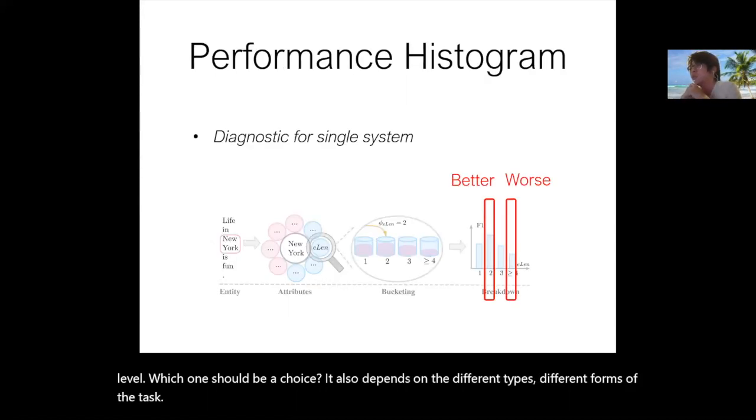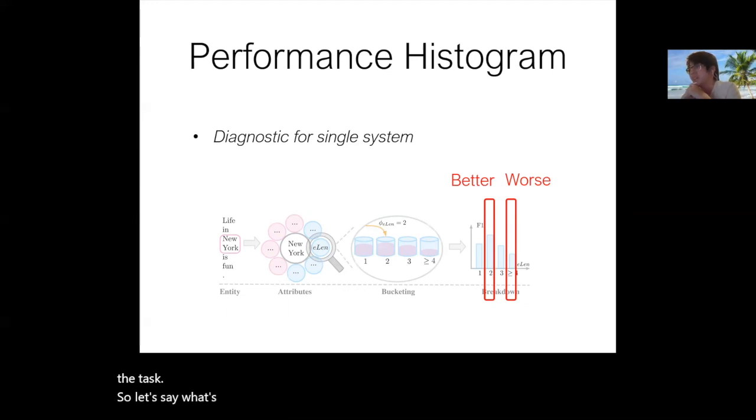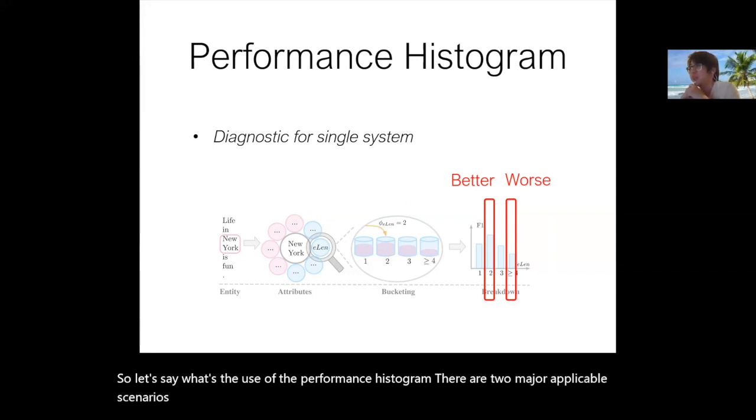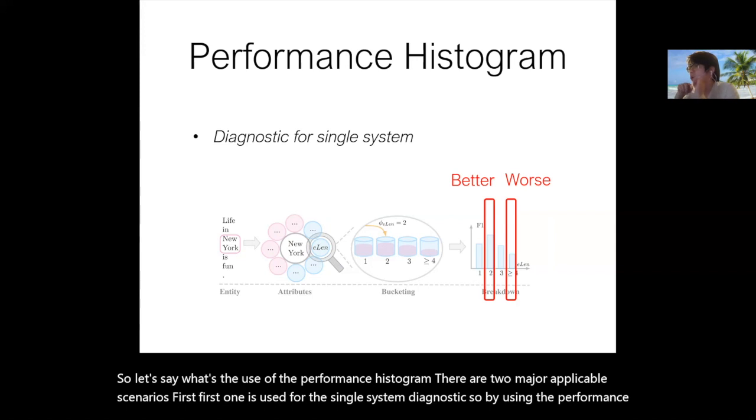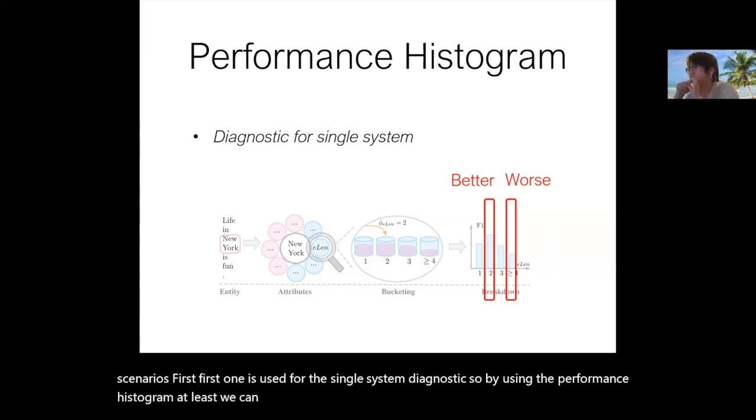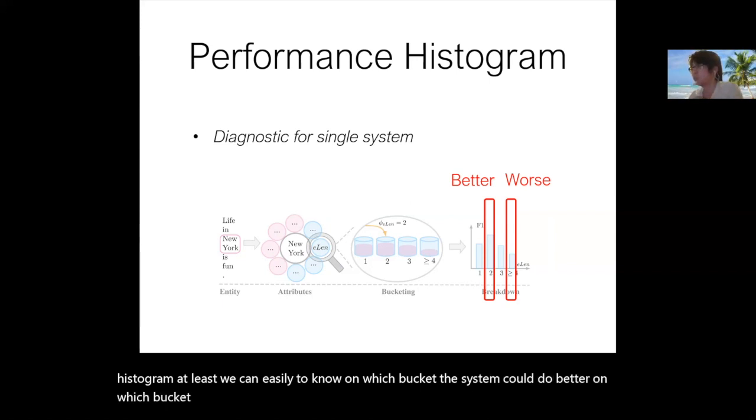So let's see what's the use of the performance histogram. There are two major applicable scenarios. The first one is used for the single system diagnostic. By using the performance histogram, at least we can easily know on which bucket the system could do better, on which bucket the system performs worse.